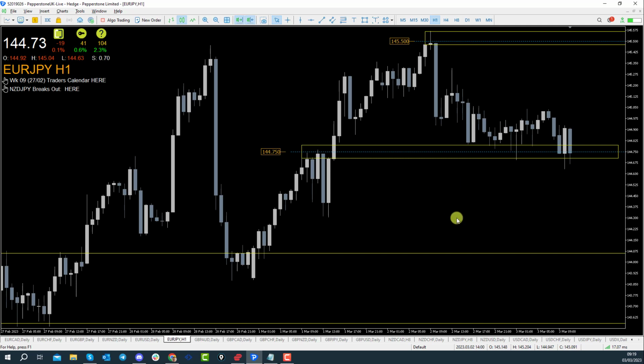Now, you can see I've marked up a couple of areas on our hourly time frame. You can see clearly that we're on the hourly time frame because Chart Partner here points it out. But you can see I've marked up two areas of interest: the 144.75 and the 145.50. The reason I marked this area up is because it was a recently formed high.